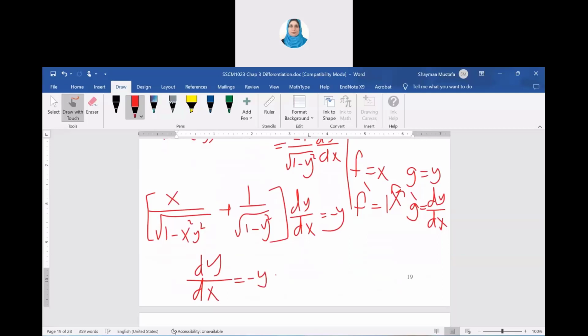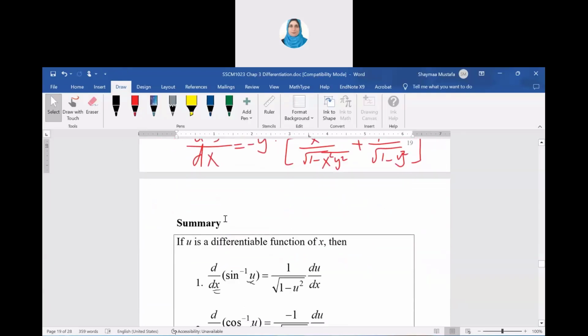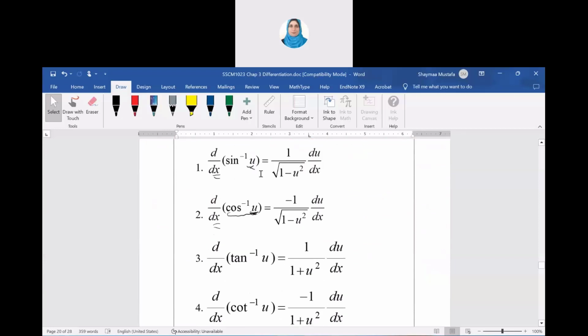So dy over dx is equal to minus y multiplied by 1 over x over square root 1 minus x squared y squared plus 1 over square root 1 minus y squared. No need to simplify. No need to simplify the term, just find what dy over dx is equal to.